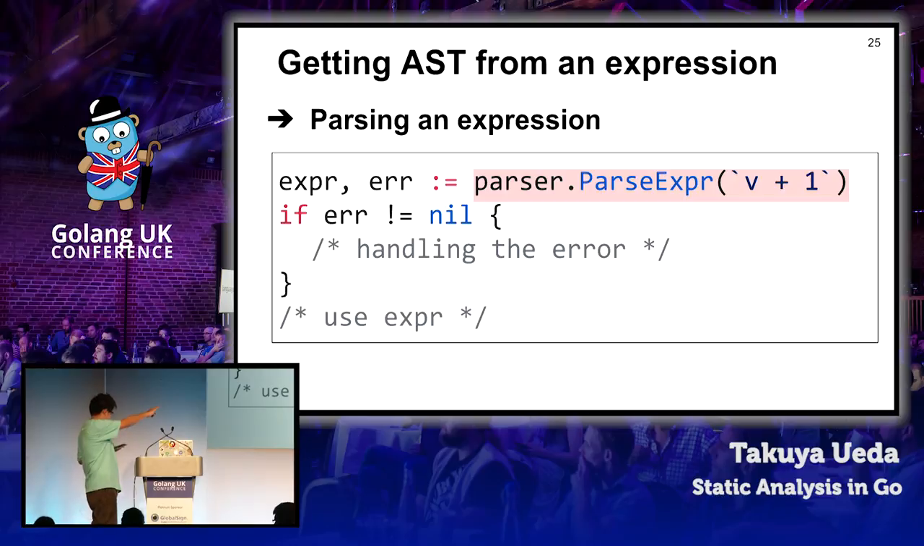Here is a sample code of parsing an expression. ParseExpr accepts a string value as an expression and parses it. ParseExpr returns an AST whose root node is ast.Expr. If an error occurs in ParseExpr, it returns the error as the second return value. The ast.Expr type is an interface, and the ast package provides concrete types of expressions, such as ast.BinaryExpr, ast.CallExpr, and so on. You can use a type switch to handle each node.